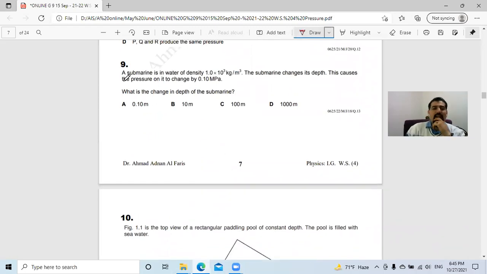Question 9. A submarine is in water of density 1,000. The submarine changed its depth. This has caused the pressure to increase by 0.1 megapascal. Mega means times 10 to the power of 6. So 0.1 multiplied by 10 to the power of 6 is 100,000 pascal. That's the difference in pressure.